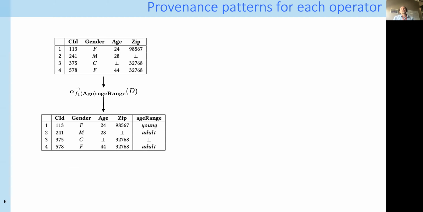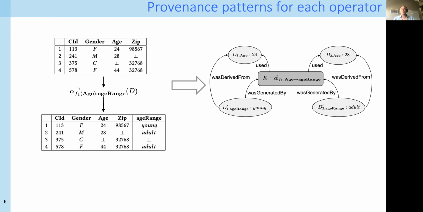So if we look at the provenance of the cells in the age range, we basically end up with small graphs, which I call provelets, that look like this. There's E, which is the activity, the vertical augmentation operator, which has used the 24 and generated young; in particular, young was derived from 24, and similarly, adult was derived from 28, and so forth. Because this is a very regular pattern, it's very tempting to use a template approach to create these little provenance documents. And this is what we do.